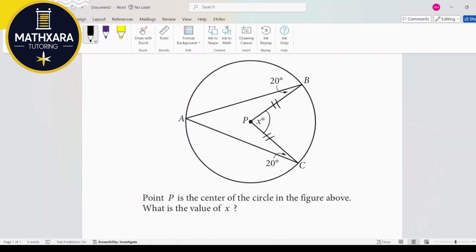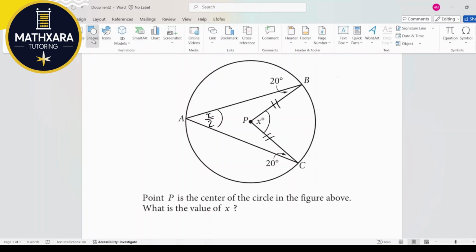Now, the circle theorem says the angle at the center of the circle is twice the angle on the circumference, which means the angle at P is x, so the angle at A should be 1/2 of x. Now, in order for us to find what x is, we could use the angle where x over 2 is by forming a triangle. So let's go ahead and form a triangle ABC.